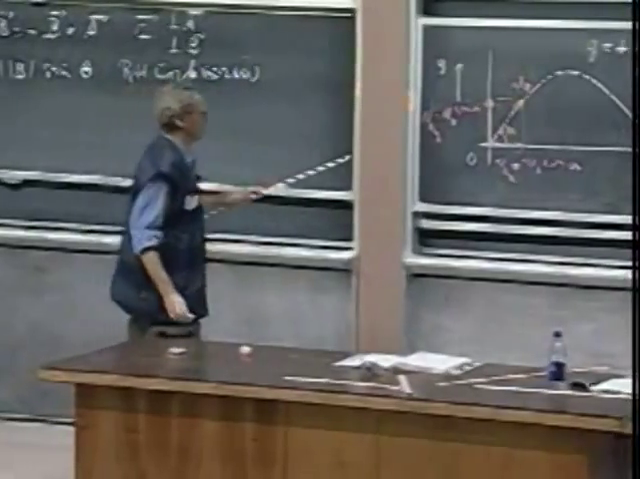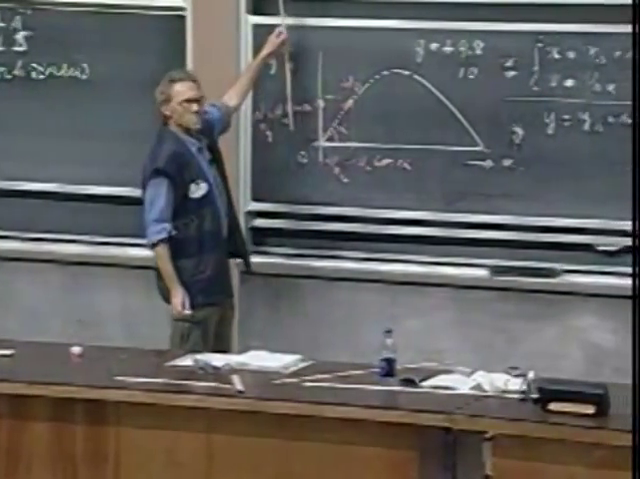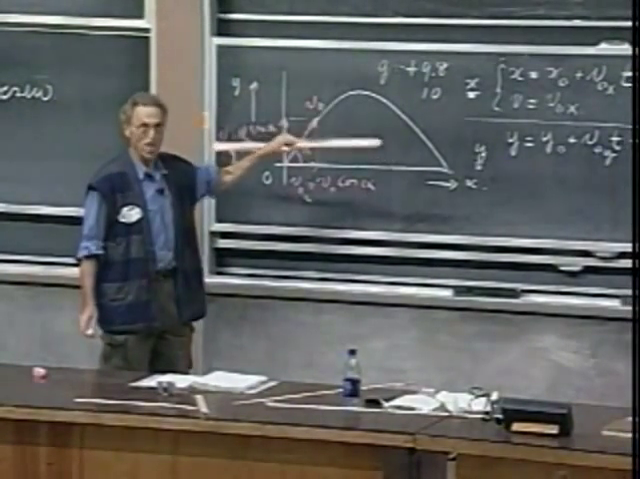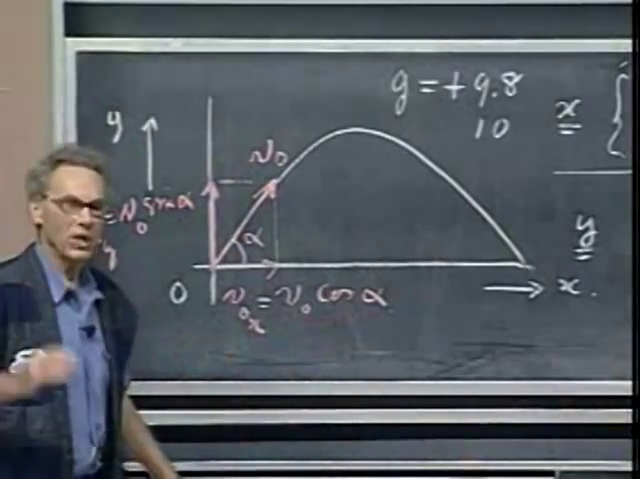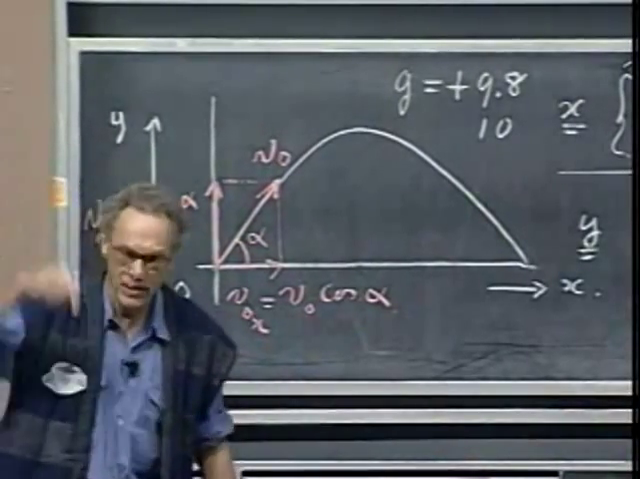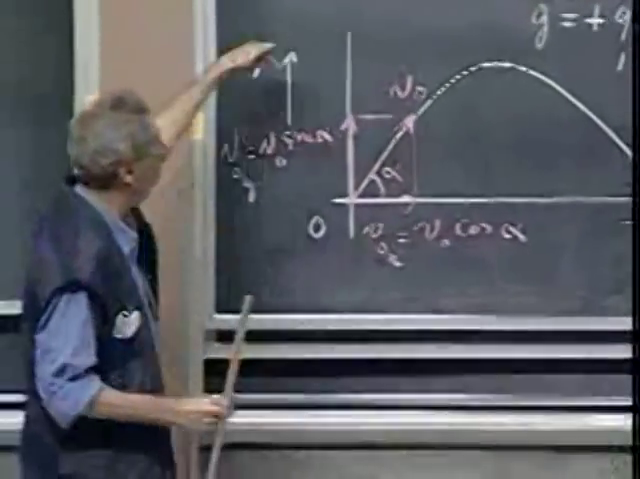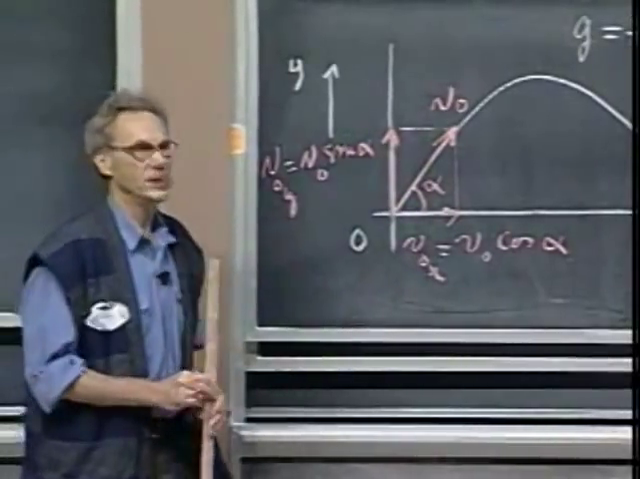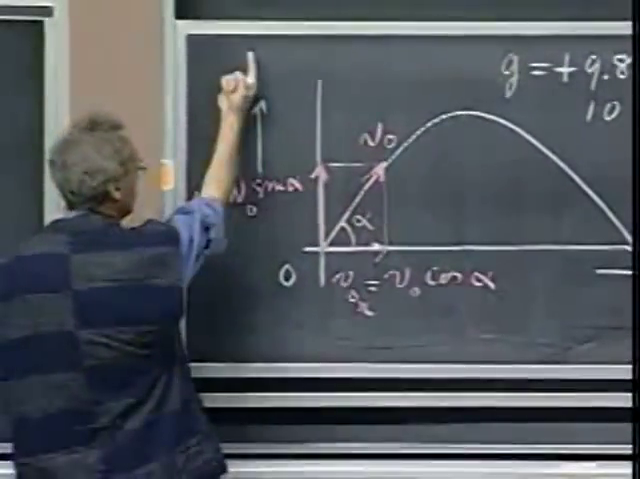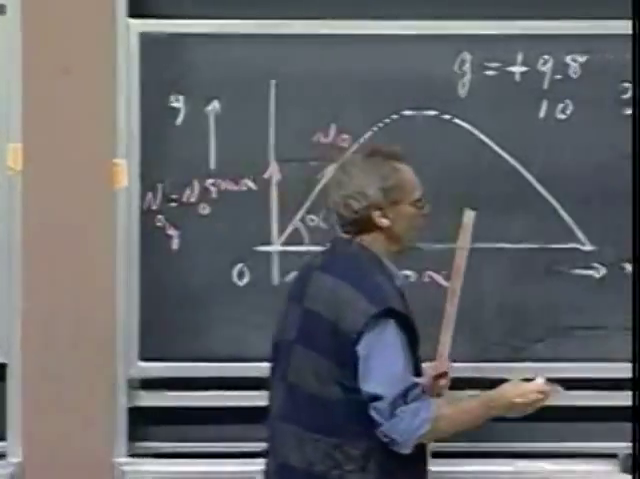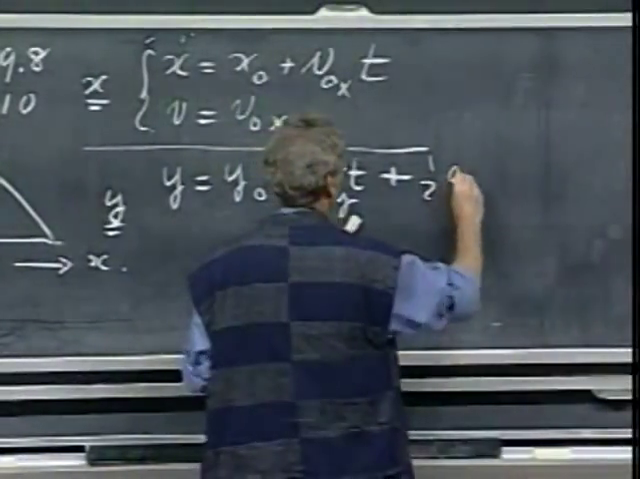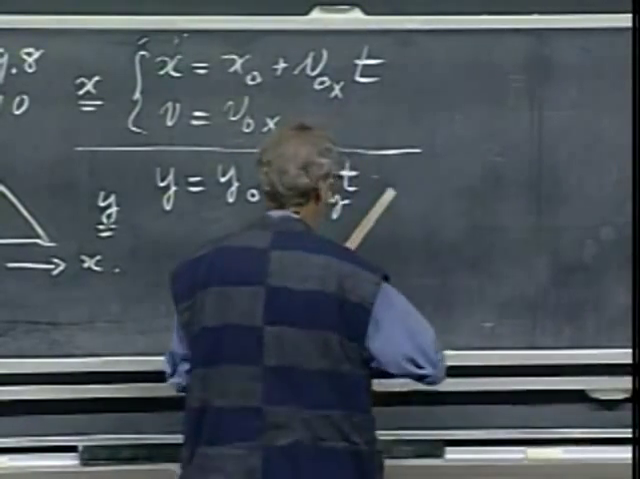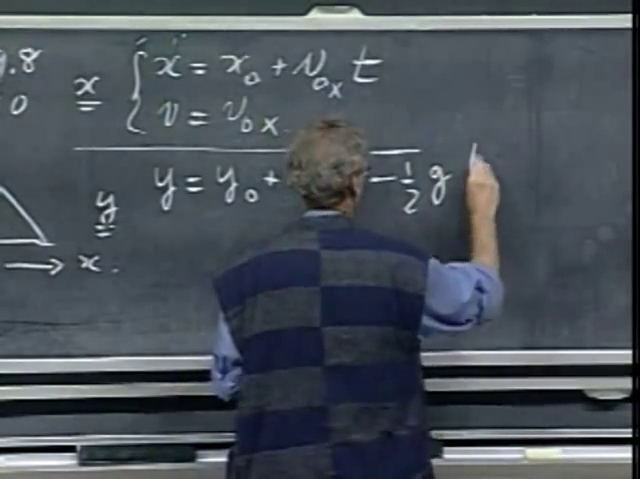And since in this case I have chosen this to be the increasing value of y, that's the only reason why I would now have to put in minus 1/2 gt squared. Not, as some of you think, because the acceleration is down. That's not a reason, because I could have called this direction increasing y. Then it would have been plus 1/2 gt squared. So the consequence of my choosing this, the direction in which y increases, therefore the plus 1/2 at squared that you would normally see, I'm going to replace that now by minus 1/2 gt squared.